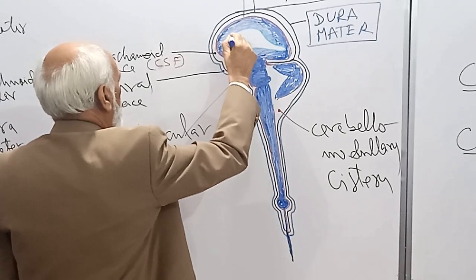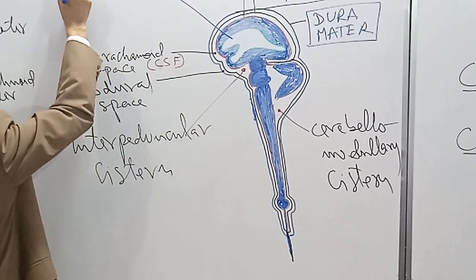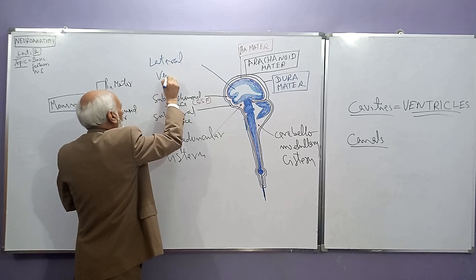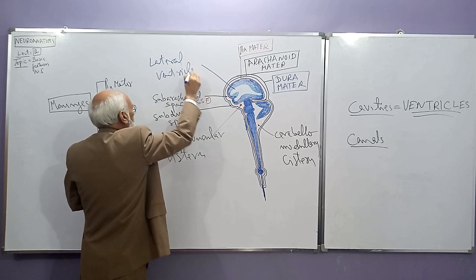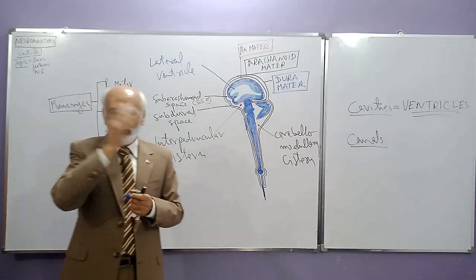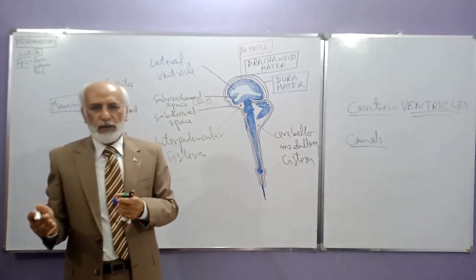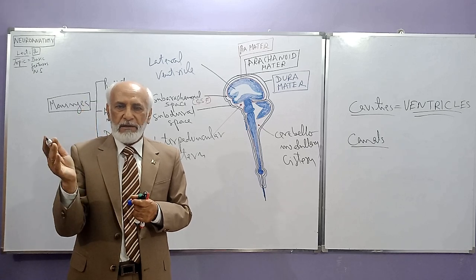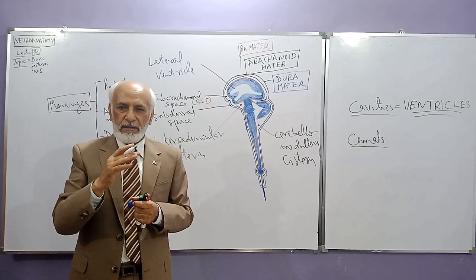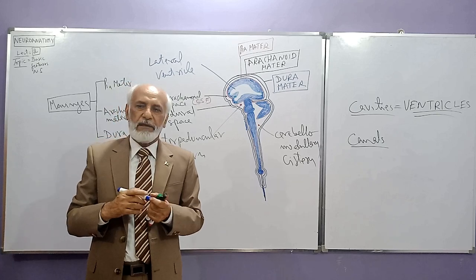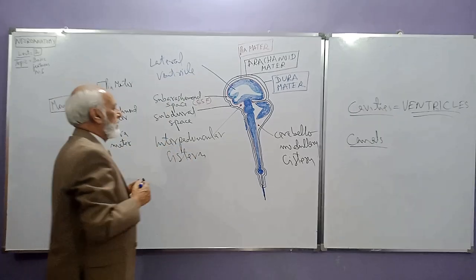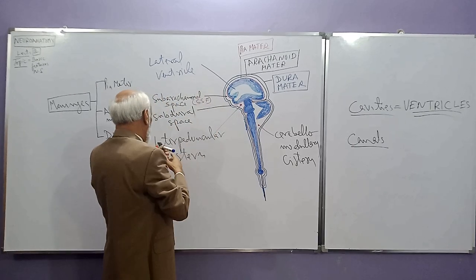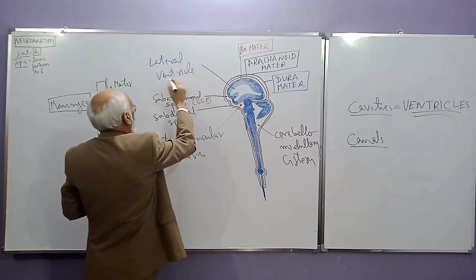The cavity of the cerebral hemisphere is known as the lateral ventricle. Because there are two cerebral hemispheres, there are two lateral ventricles, one right lateral ventricle and the other left lateral ventricle. So the lateral ventricle is the ventricle of the telencephalon.